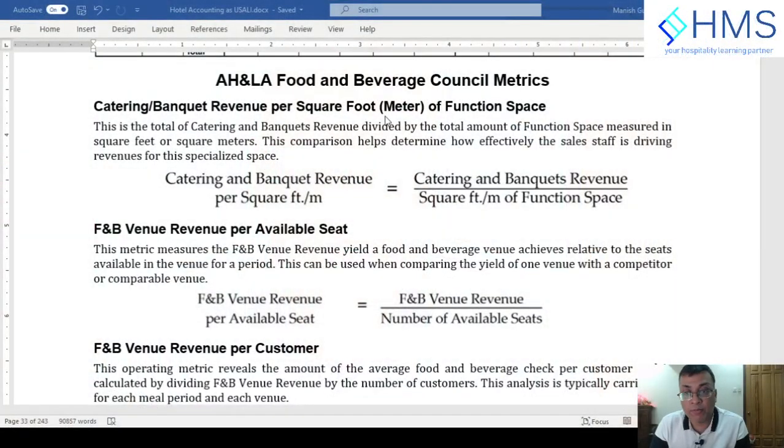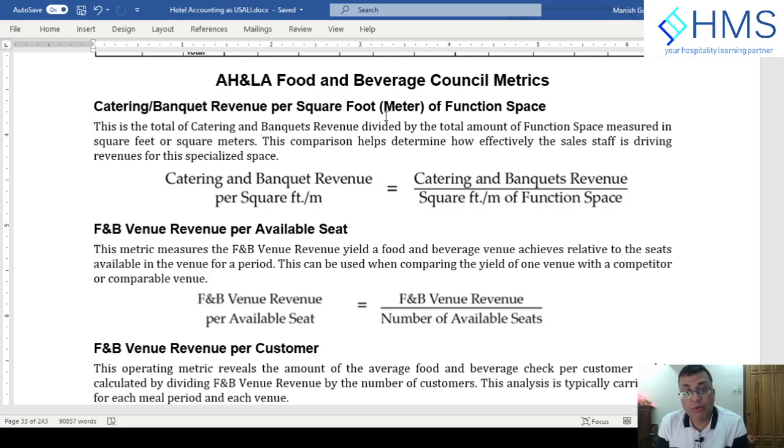Now here in this video we are also going to discuss certain metrics to understand F&B operations efficiency and profitability, which are prescribed by the AH&LA Council. There are some of them, and we're going to be discussing them and understanding how they are useful. So the first metric, as you can see on the screen, is catering revenue per square foot of function space. We have seen this already in our previous operating metrics, where we wanted to understand the banquet revenue per square foot of meeting space.